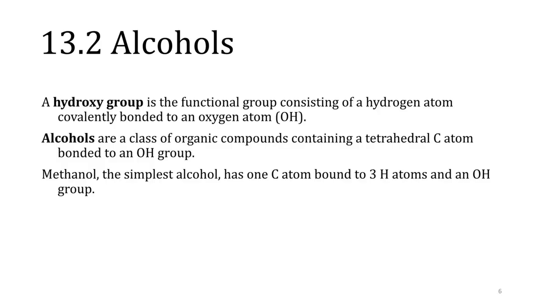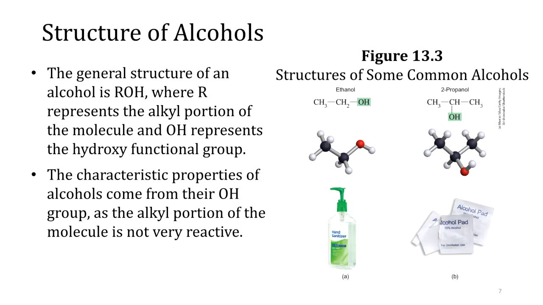Methanol is the simplest alcohol: carbon with 3 hydrogens and 1 OH. We can write the structure of an alcohol as ROH using our R nomenclature. For methanol, R would be a methyl group. R in general represents the alkyl portion of the molecule, and OH represents the hydroxyl functional group. It turns out that the properties of the alcohol come from that OH portion.